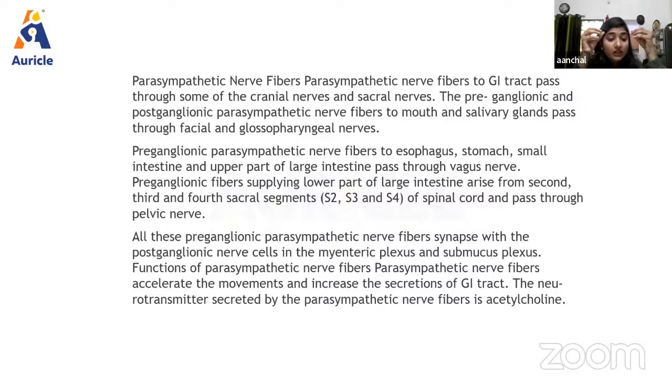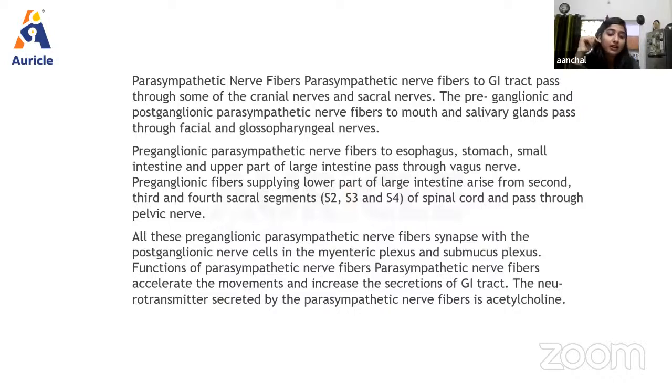So if the sphincter is constricted, there will be no movement of food. Movement means passage. If I talk about the sphincter present between the stomach and small intestine, if the pyloric sphincter is closed, means it is constricted, the food movement from stomach to duodenum will not occur. But if it is relaxed, means it is open, at that time the food can pass from stomach to small intestine.